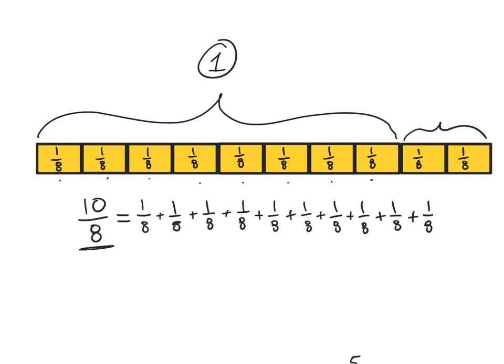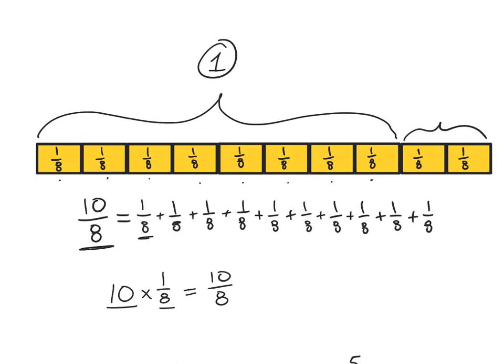And so to represent this as a multiplication sentence, I simply look at my unit fraction 1/8 and I look at the number of copies that I made. So I made 10 copies, and I'm going to multiply that by my unit fraction. So 10 copies of 1/8 is equal to 10/8.